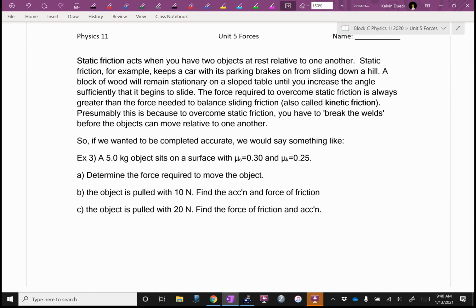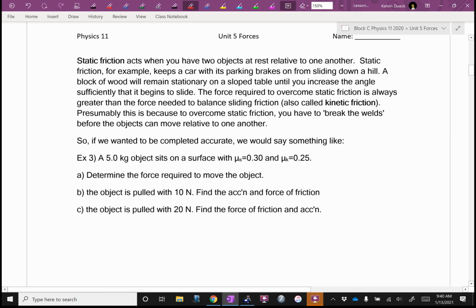So, the force to overcome static friction is always a little bit bigger than the force needed to balance sliding friction. The force to get something sliding is always a little bit larger than the force required to keep it sliding. Sliding friction is called kinetic friction. What would be a good abbreviation for kinetic? Okay, what would be a good abbreviation for static? S. So you're going to start to see me use mu S and mu K. Having said that, I won't test you on this.